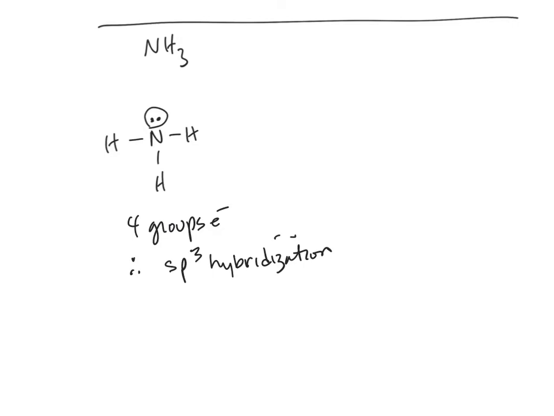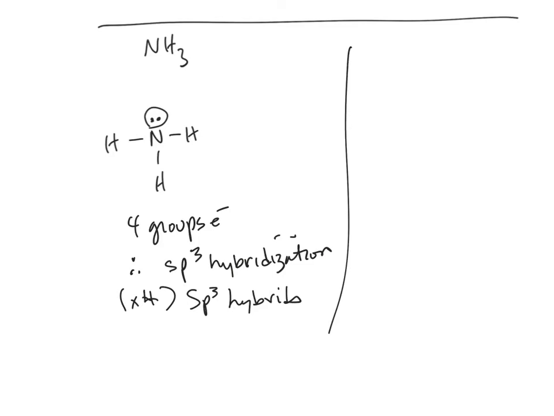And let me write that a little differently. You need 4 sp3 hybrids. Okay, so that should be the logic up to that point.